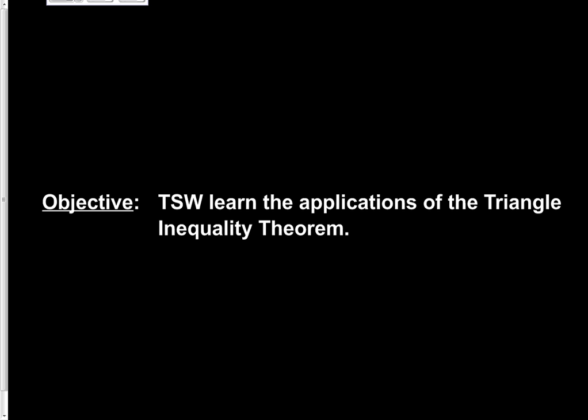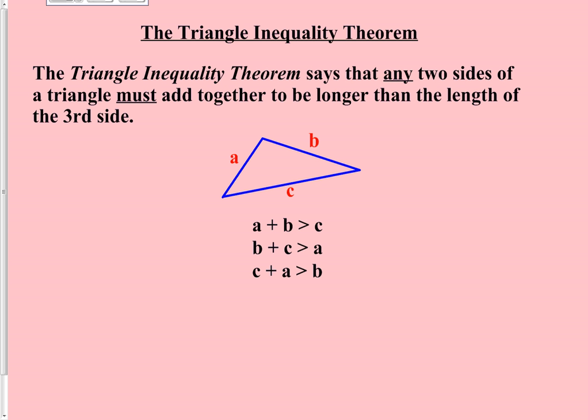Now this objective talks about the applications, plural, because there's actually a couple of different ways to apply this theorem, and you will be expected to know both ways to apply it. Okay, so let's take a look at the theorem. The triangle inequality theorem says that any two sides of a triangle must be able to add together to be longer than the length of the third side of the triangle. Now this actually applies three different ways.